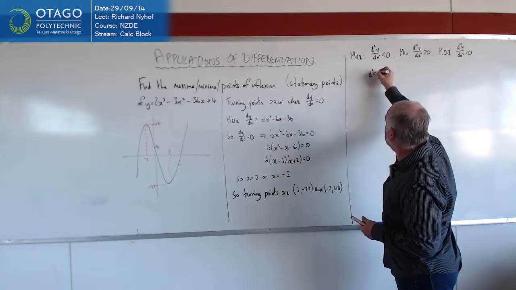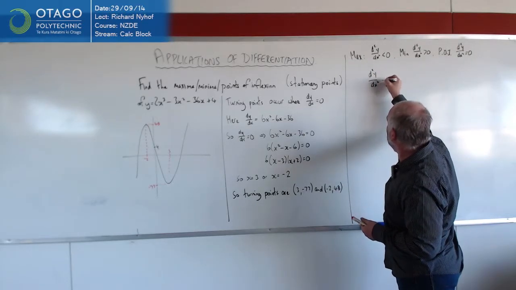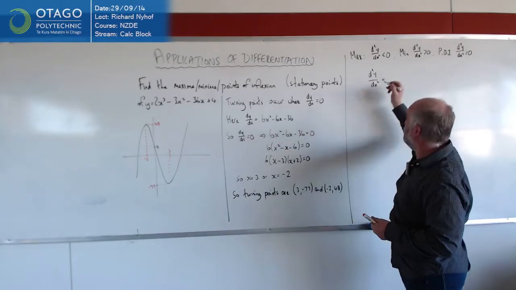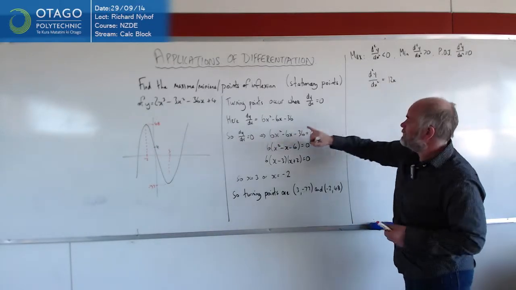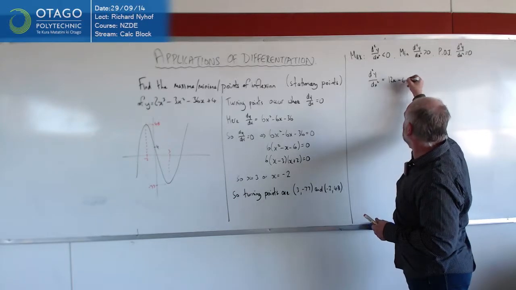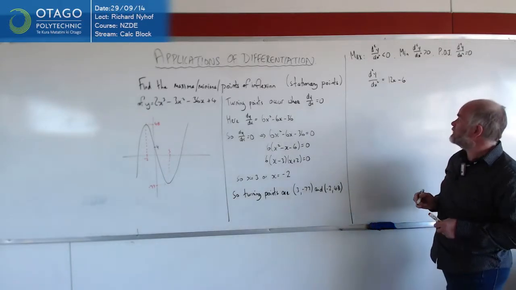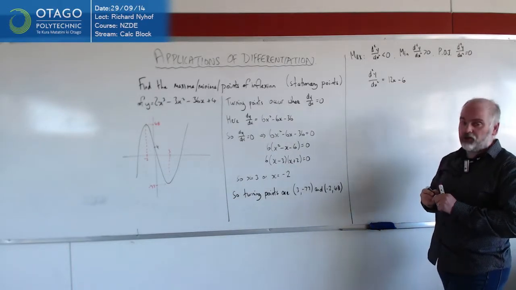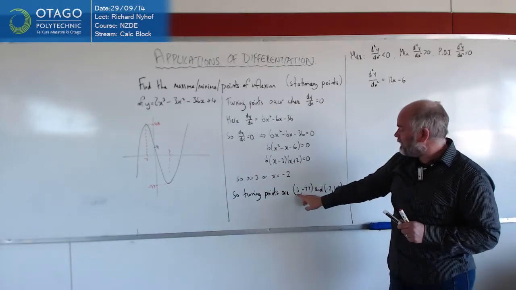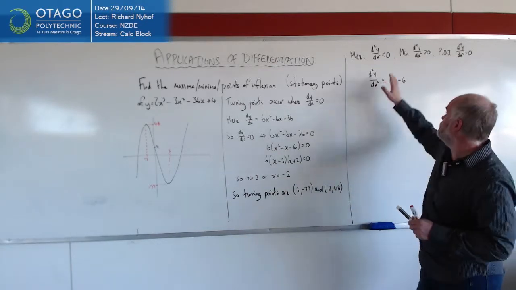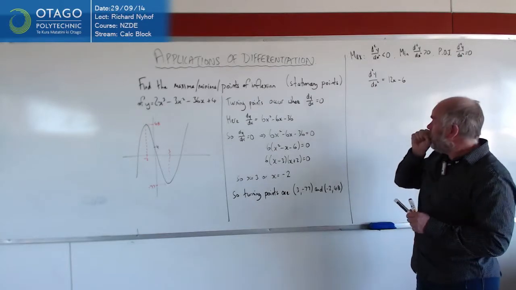We just differentiate that, and that'll give us the second derivative. I differentiate this one, what do I get? I get 12x minus 6. So that's a nice simple function for the second derivative. And then all I need to do is put in my x values and see whether it's less than, greater than, or equal to 0.